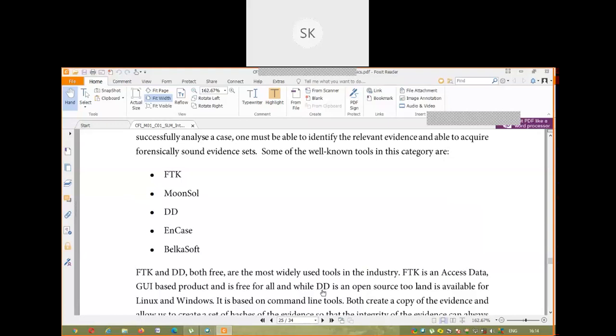Okay, so DD you can use in the Linux platform. FTK you may use in Windows systems and it has a graphical user interface.